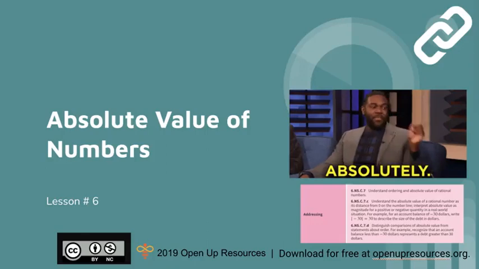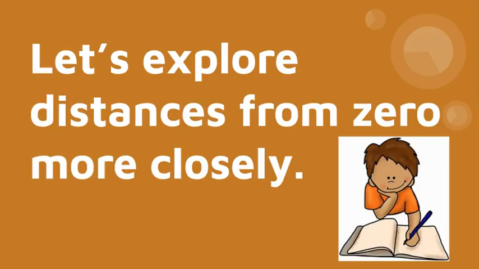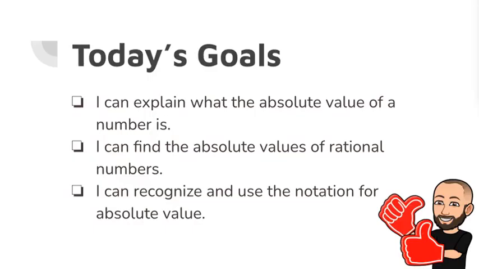Absolute value of numbers. We're going to explore distances from 0 a little more closely. So our I cans are: I can explain what the absolute value of a number is, I can find the absolute values of rational numbers, and I can recognize and use notation for absolute value. So make sure you got all that down. Today's date, your I cans, page number, all that.